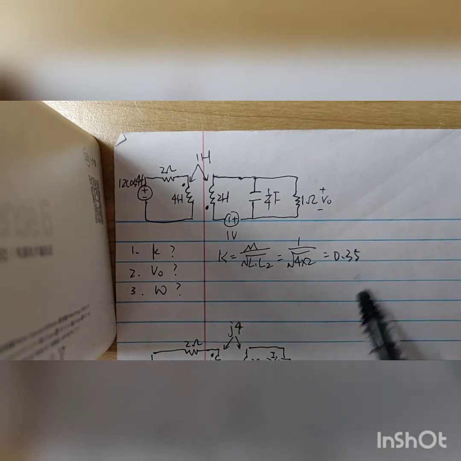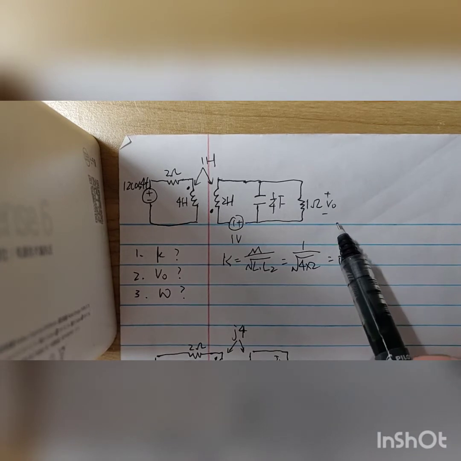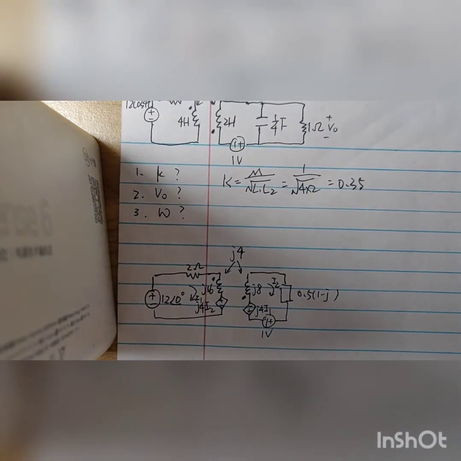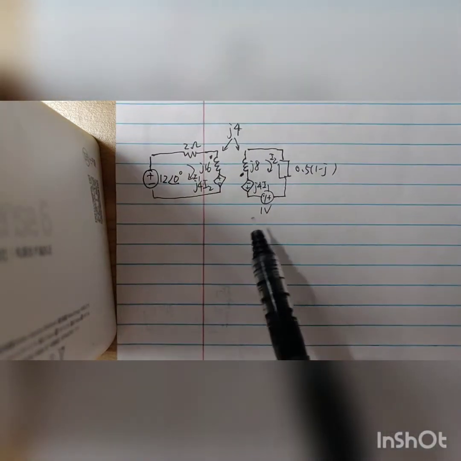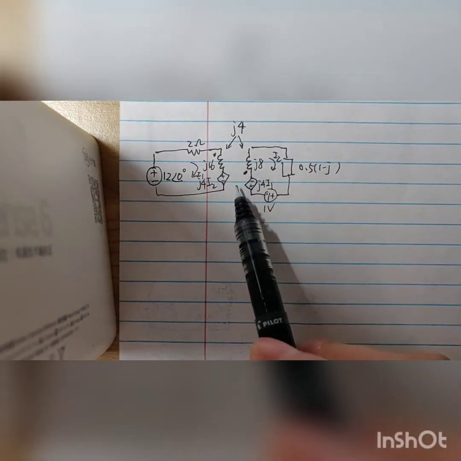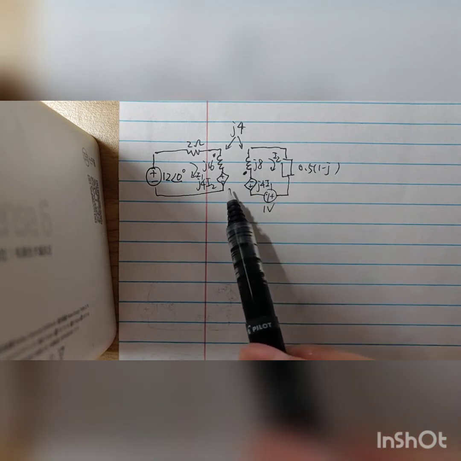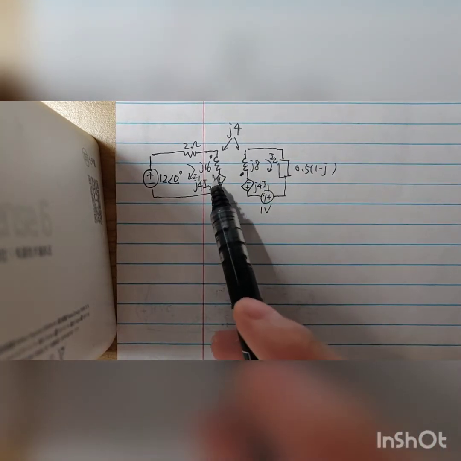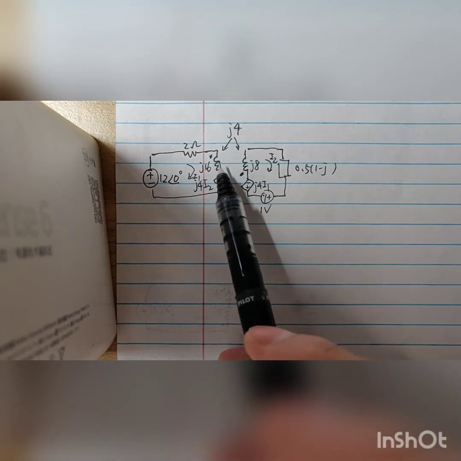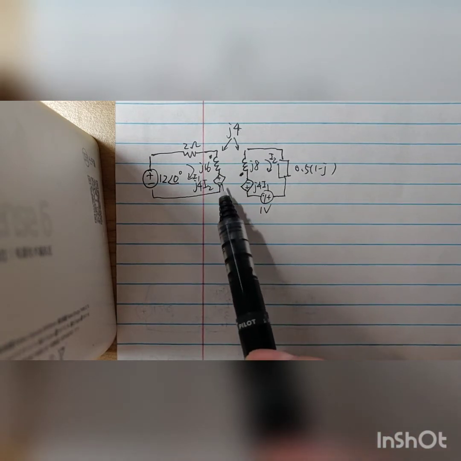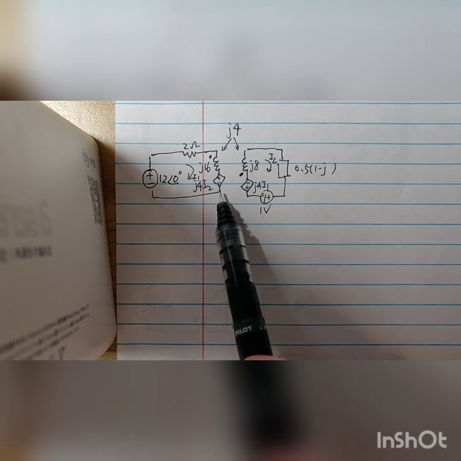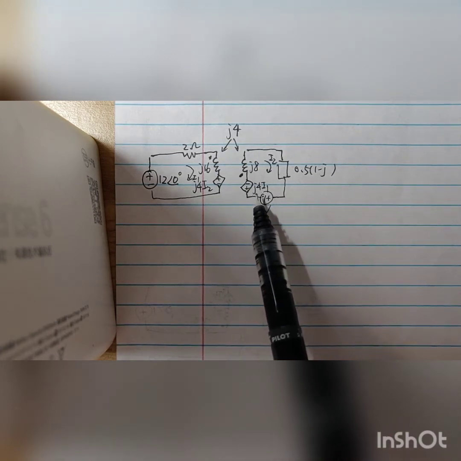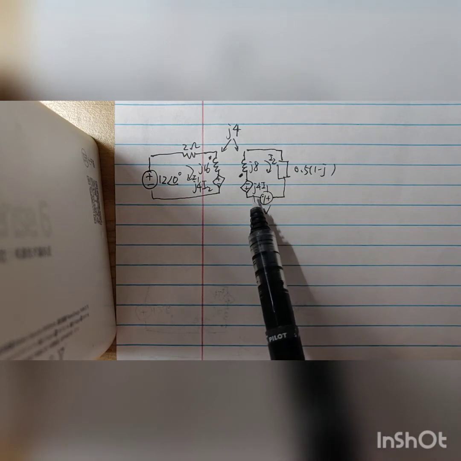So second one, I'm going to solve for V0. Okay, so first we need to modify the circuit by adding two dependent sources here. The direction of the voltage source, the dependent source, depends on the dot. If this dot is on the top, the positive side is on the top of this dependent source, and if this dot is on the bottom, the dependent source's positive side is on the bottom.